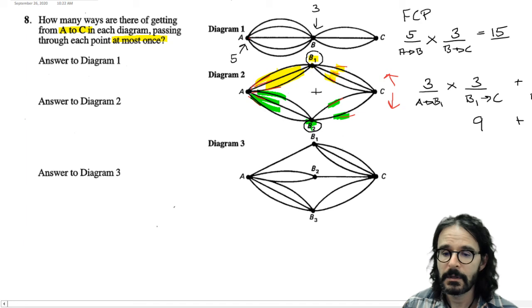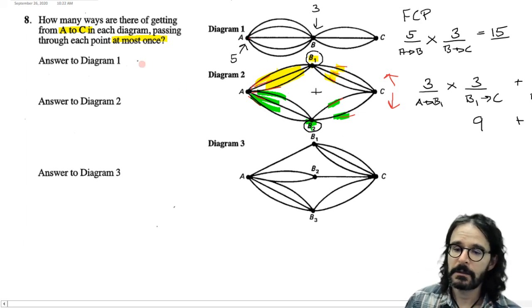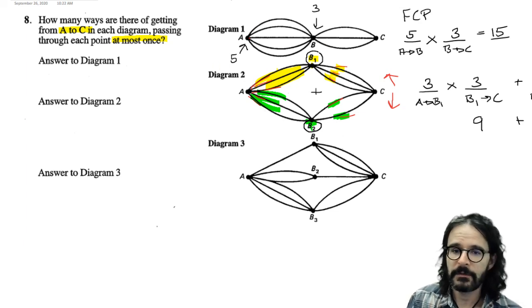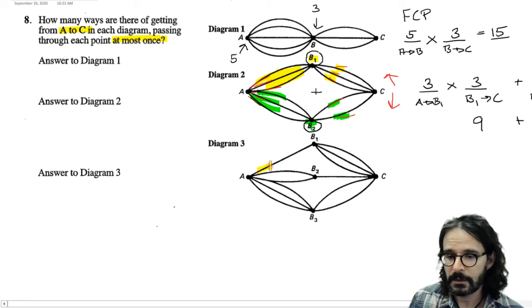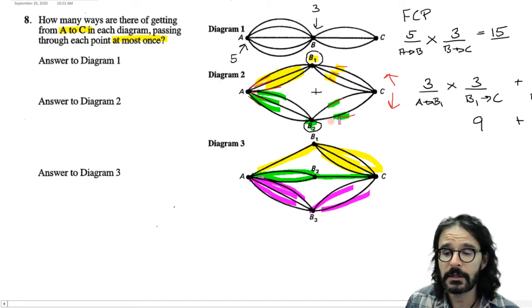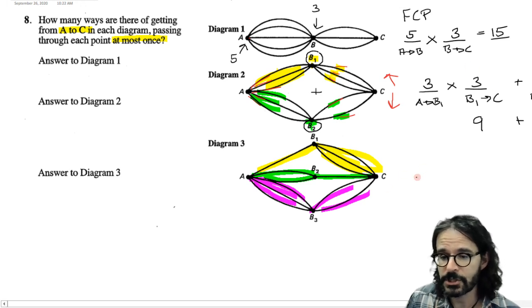Okay? And then finally, in diagram 3, the approach is exactly the same. The difference here is that we have 3 sets of paths, right? We have these upper paths here, all right? Then we have another pair of paths down here, the green ones, right? And then finally we have the lower paths, these ones here. So we're going to do this the same way as we did in diagram 2, except now we're going to be adding 3 things together, okay? So let's flesh it out here.